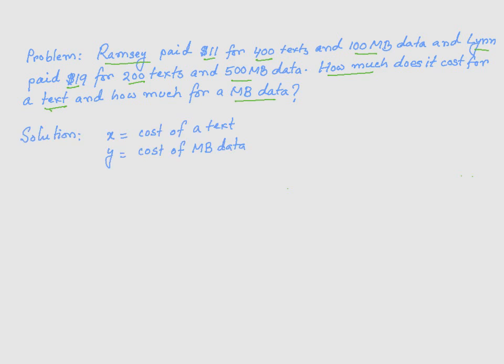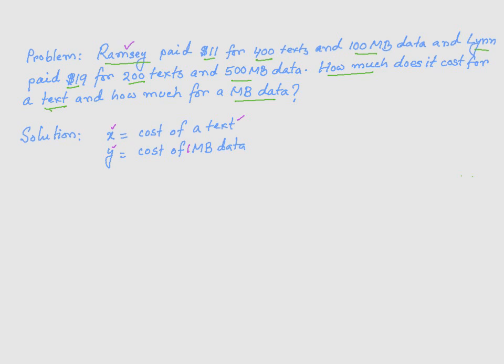So we define a couple of variables here. We define x to be the cost of a text, how much does it cost to send one text, and y is the cost of 1 megabyte of data. Now let's go ahead and set up the equations.